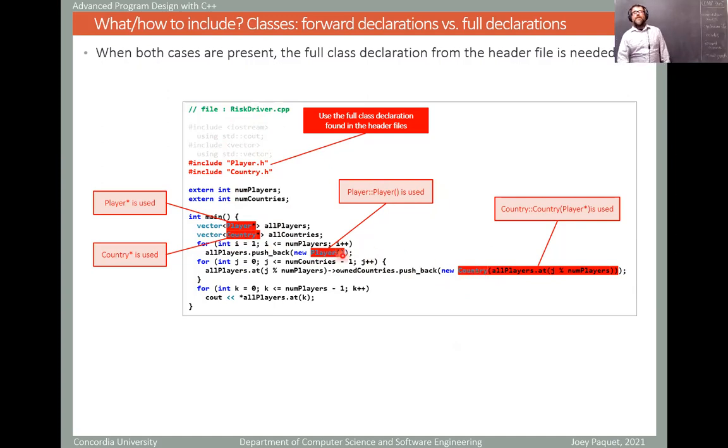Now, the compiler wants to be able to compile this, and for this it needs to know if the default constructor for the player class has been defined or declared. In order to do that, it needs to actually have access to the full class declaration. Same thing here. You're trying to use a specific constructor, so the compiler needs to know if it's available. The only way to assess that is to have the full class declaration of country, which is available in country.h. So that's why you need to hash include player.h and country.h. Even though here you're using only pointers, here you're actually referring to members of the class.